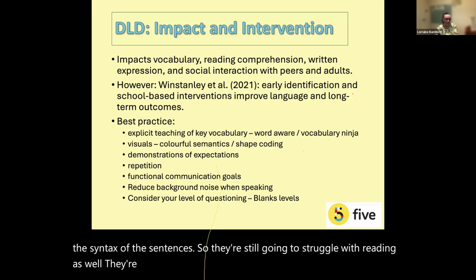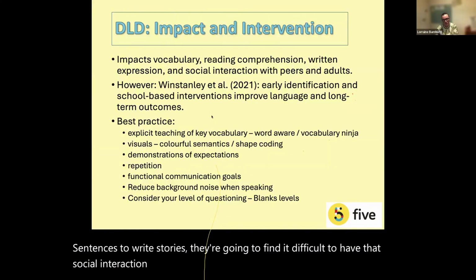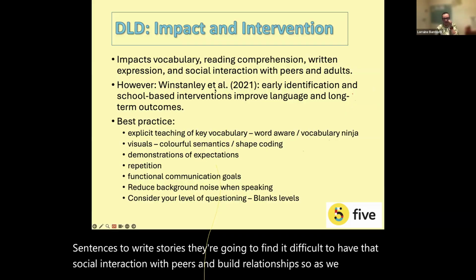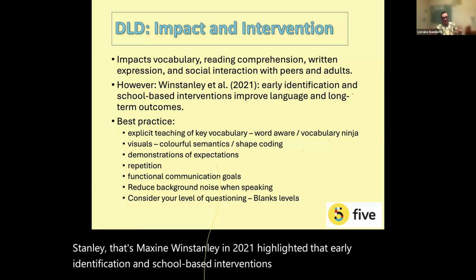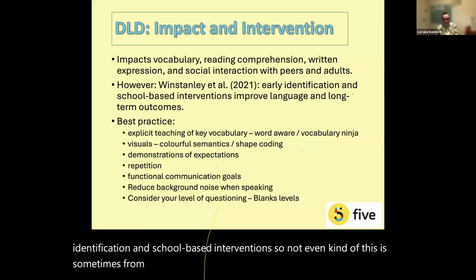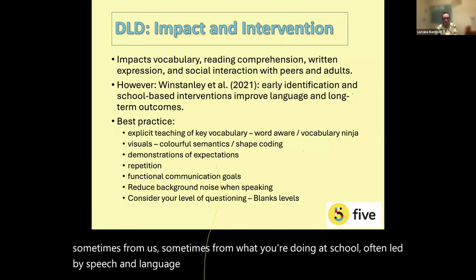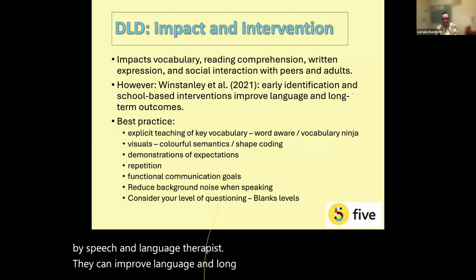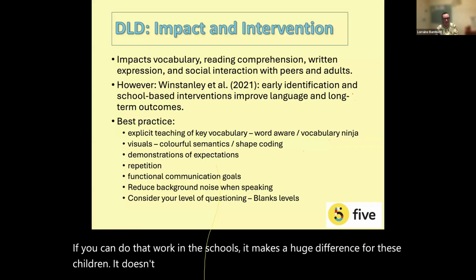They're obviously going to find it really difficult to write sentences, to write stories. They're going to find it difficult to have that social interaction with peers and build relationships. So as we said, Winstanley, that's Maxine Winstanley in 2021, highlighted that early identification and school-based interventions, sometimes from us, sometimes from what you're doing at school, often led by a speech and language therapist, can improve language and long-term outcomes. If you can do that work in the schools, it makes a huge difference for these children. It doesn't have to be that they follow that pipeline from school to criminal justice.